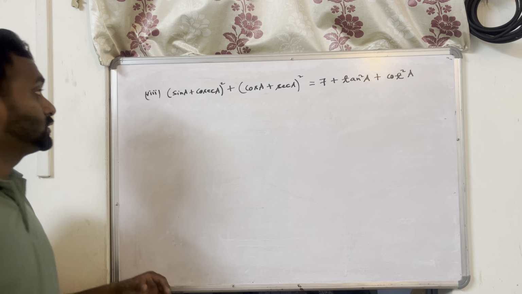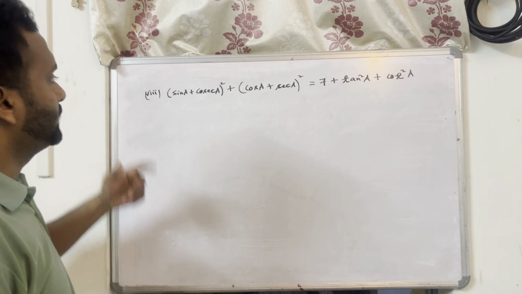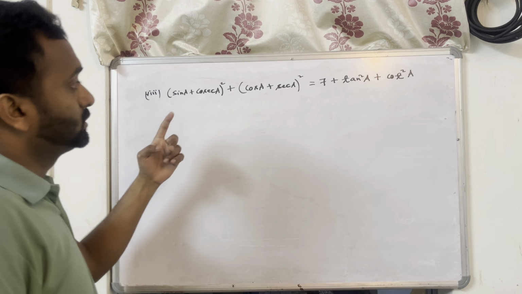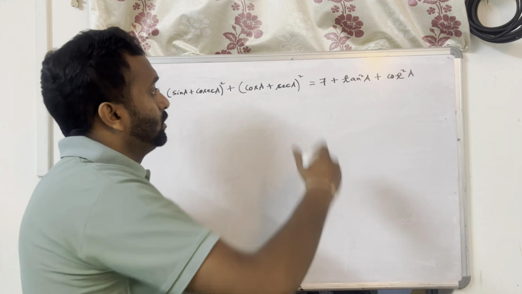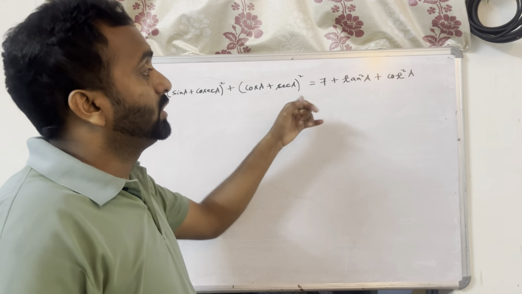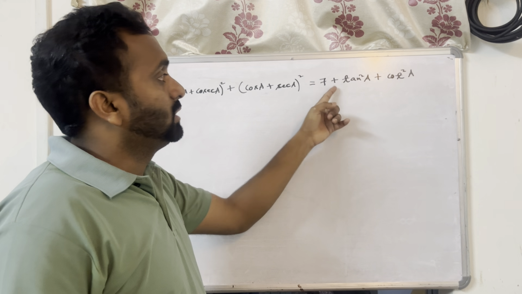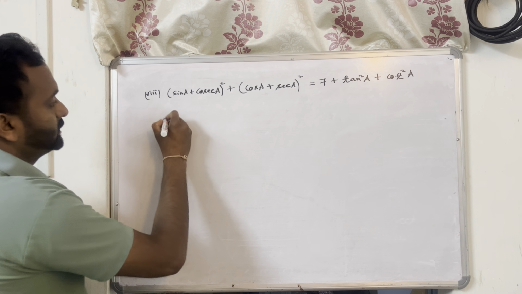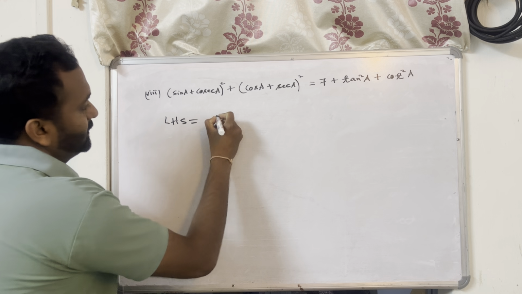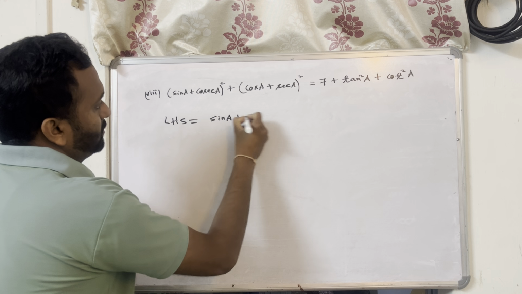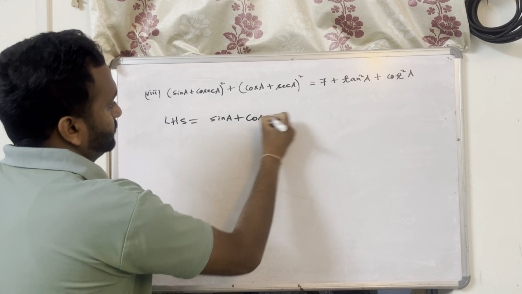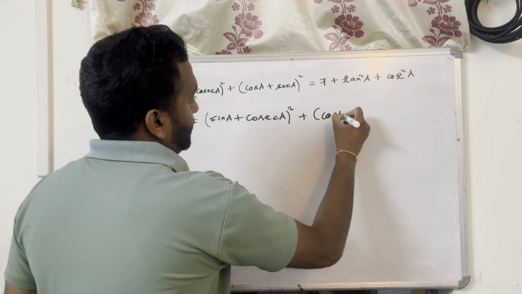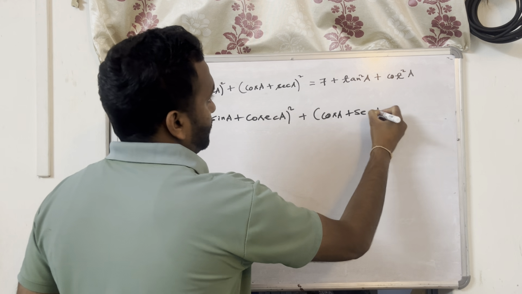So now let's do question number 5 part A. Here we have sin A plus cosec A whole thing square plus cos A plus sec A whole thing square, that we have to prove equal with 7 plus tan square A plus cot square A. So let's start with our LHS.